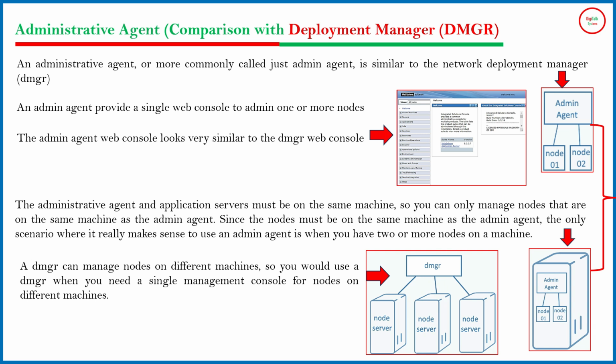So a DMGR can manage nodes on different machines. You would use a DMGR when you need a single management console for nodes on different machines. This is the scenario you can see in the picture: you have a DMGR and then multiple nodes, where each node is running one application server or maybe more than one. If you would like to manage them, you can go for the DMGR, which is the main architecture that we use in the production environment.